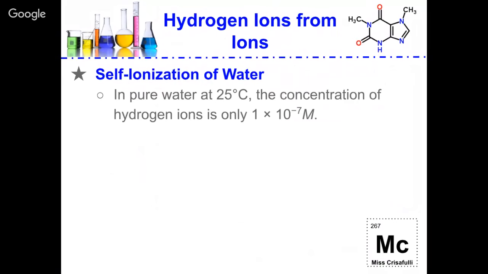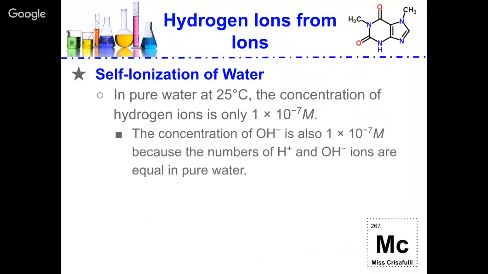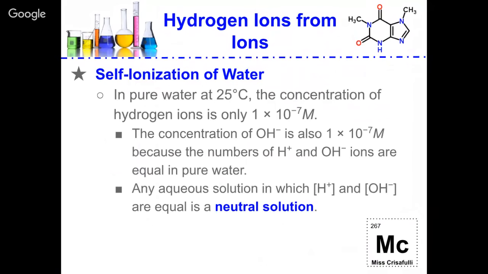In pure water at 25 degrees Celsius, the concentration of the hydrogen ions is only 1.0 times 10 to the minus 7th molar, and the concentration of the hydroxide ion is also 1.0 times 10 to the minus 7th molar, because the number of H plus and OH minus ions are equal in pure water. Any solution in which your H plus and your OH minus are equal, we consider a neutral solution.